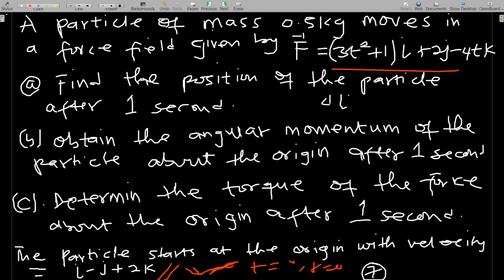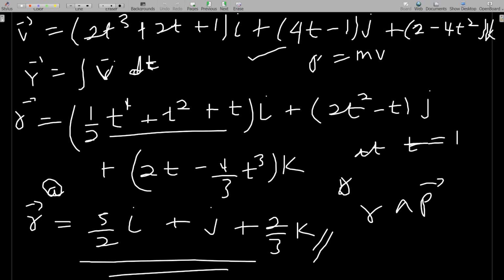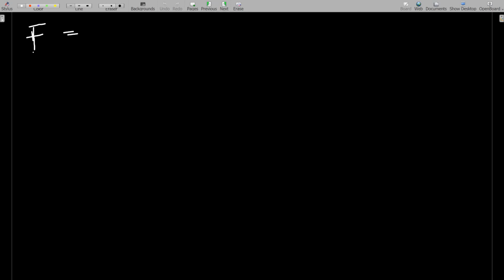Okay, then plus 2j minus, when t equals 1, I have 4k. So I'm going to write this 4i plus 2j minus 4k. This is your force, and you know that R is also equal to 5 over 2.